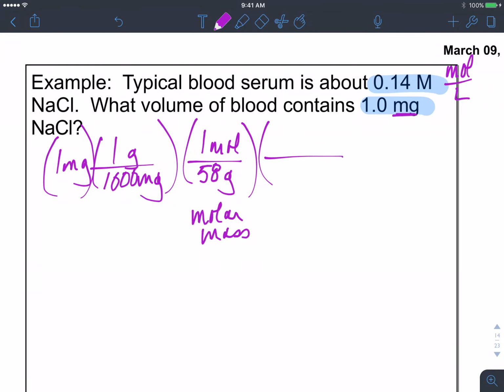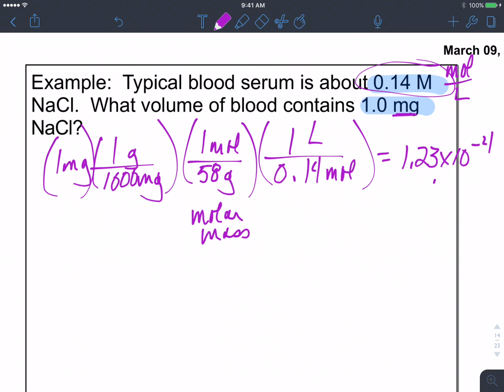We know that according to this conversion factor, there's 0.14 moles in 1 liter. So if we do all of that math, we get 1.23 times 10 to the -4 liters, which you can then of course convert into milliliters, 0.123 milliliters. So it's handy to use, I guess you can call it stoichiometry or dimensional analysis, to do some of these conversions, and you'll see how we're going to use those even more later on.